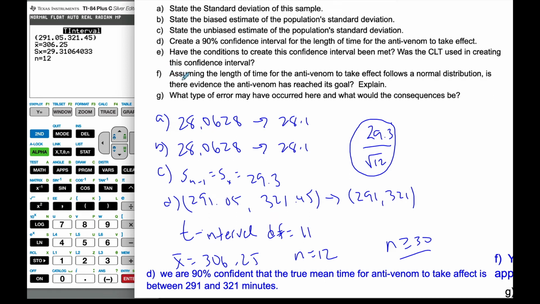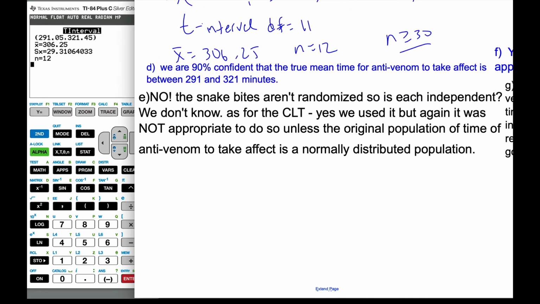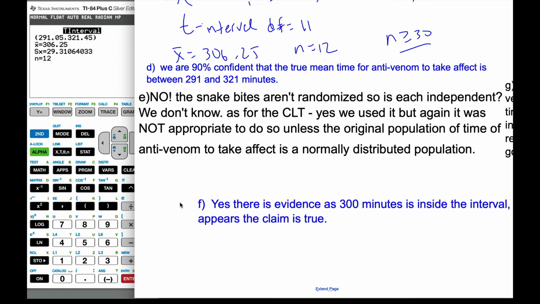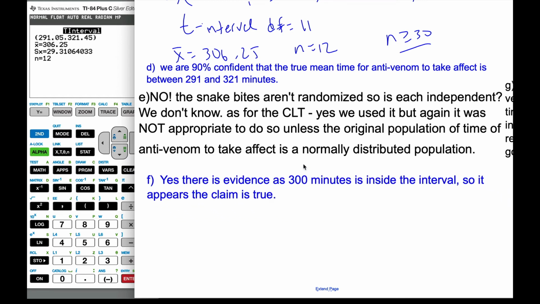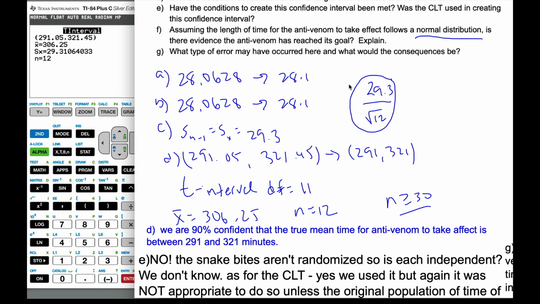F part then says, assuming the length of time for the antivenom to take effect follows a normal distribution, so we're going to assume that's true, is there evidence the antivenom has reached its goal of being 300 minutes? Well, if that's the case, the answer is yes, it did reach the goal because 300 minutes is in my confidence interval. And so the claim appears to be true.